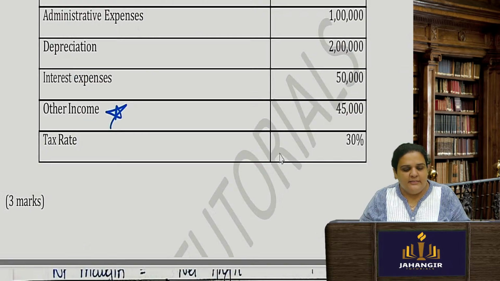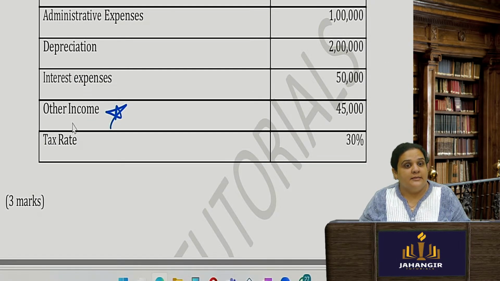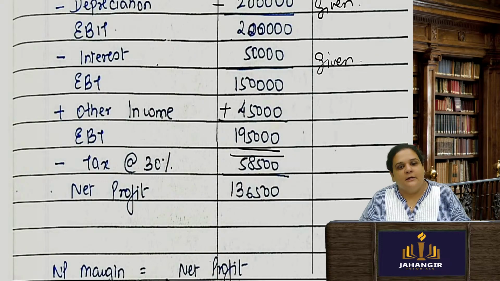Okay, so this was one small tiny thing. If you had forgotten this, you would have directly taken earnings before tax, tax rate 30% on 1,50,000. No, you will have to add this other income.